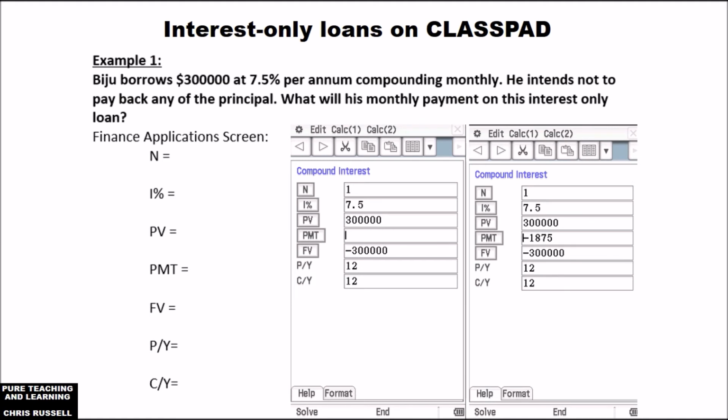When we hit PMT, we get the following: negative $1,875. So therefore the monthly payments are $1,875.